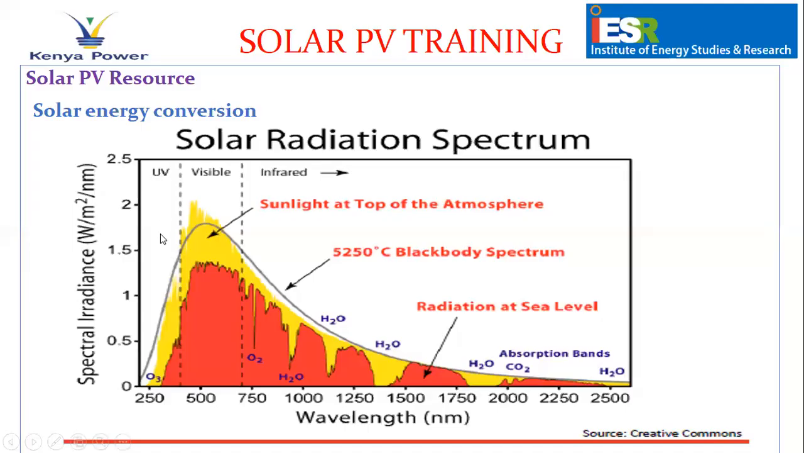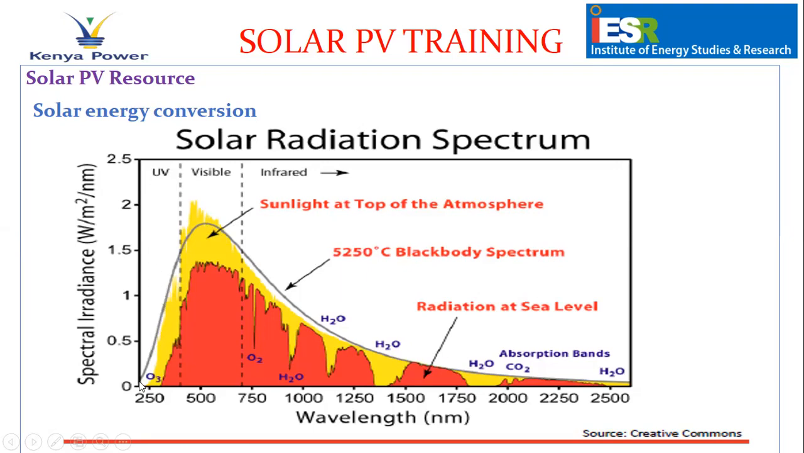So now if you look at this particular curve here, we can see this is the spectral irradiance in watt per square meter per nanometers. Nanometer is the unit we use to measure wavelength down here. And as you can see, we get the maximum solar irradiation within the visible part of the electromagnetic spectrum, or the solar radiation spectrum for this case. You see here, around this point, we consider this to be the sunlight at the top of the atmosphere, and this is where we get the maximum solar radiation.